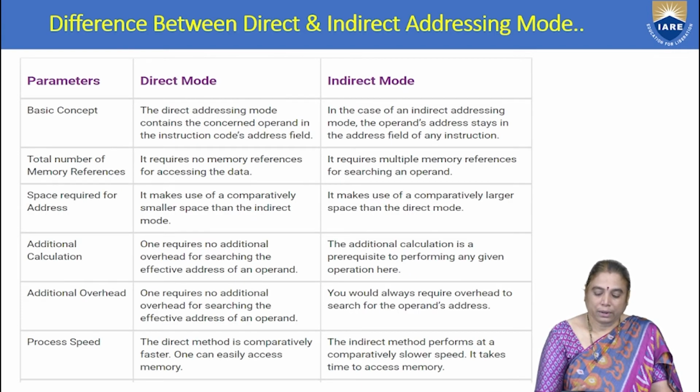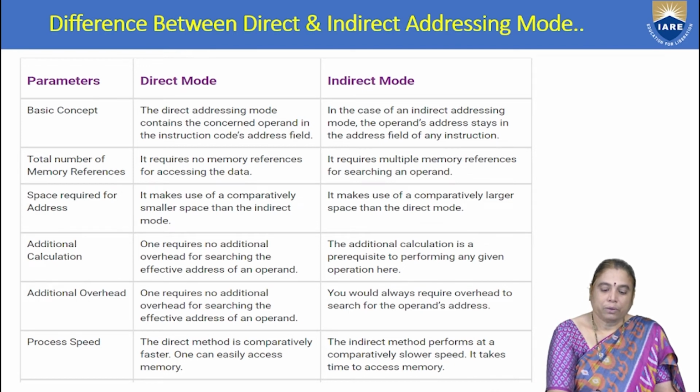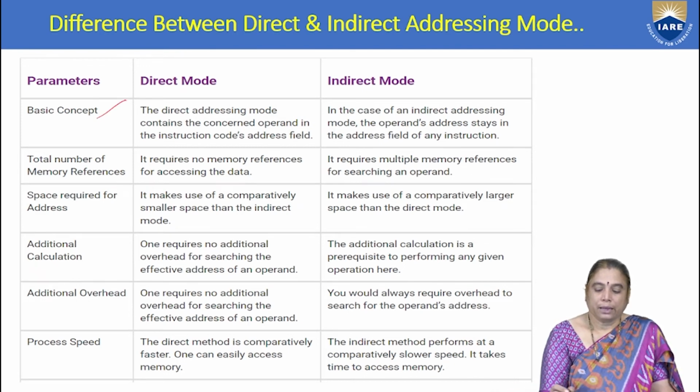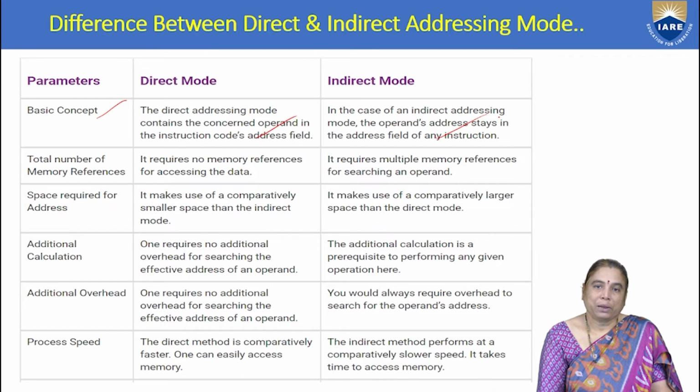The first parameter that can be considered is the basic concept. In the direct addressing mode, the instruction's address field contains the concerned operand's address. But in the indirect addressing mode, the address field of the instruction holds the address of the operand's address, so two memory locations have to be referred. The address specified in the instruction can reflect the effective address of the operand.